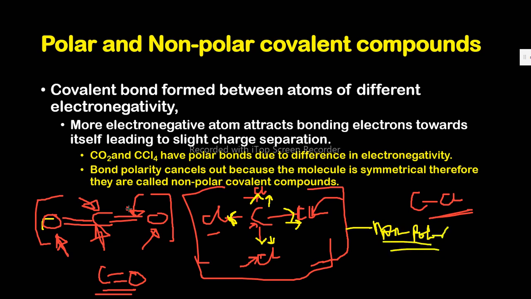This one will pull towards this side, and also this one pulls towards this side, such that the effect of this on the carbon atom is cancelled by the effect of this on the carbon atom, such that the overall molecule appears to be non-polar. So basically, it's as simple as that.